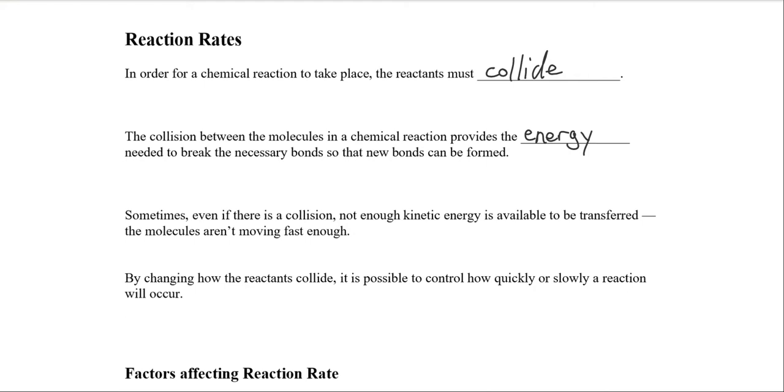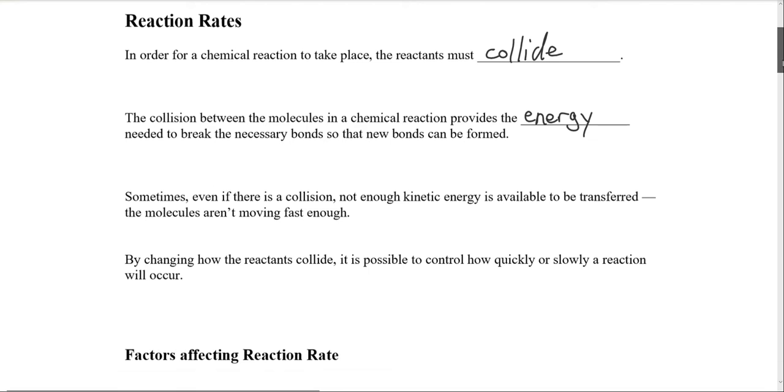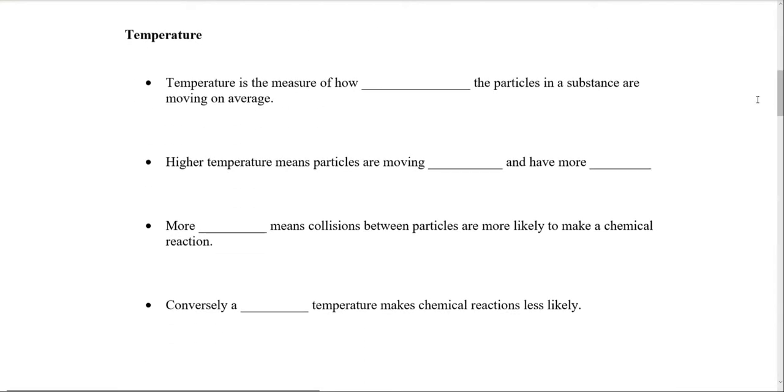And so if you change how they collide, you can actually control how quickly or how many reactions occur, or reduce the number of reactions to make it a slower set of reactions. So there are four key factors that affect our reaction rate. The first one that we're going to talk about is temperature.